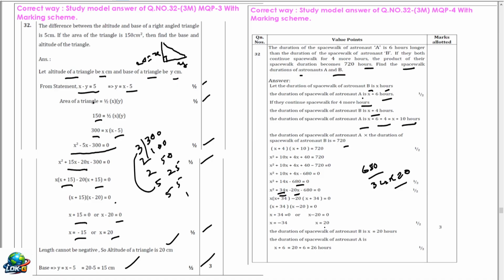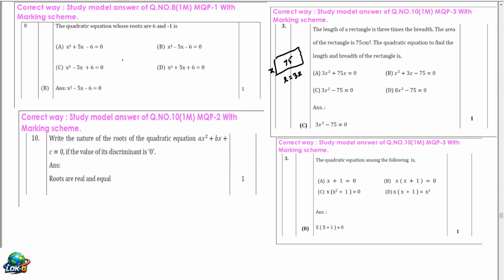Equate them, x minus 20 is equal to 0. You cannot have negative duration. Therefore, x will be 20 hours, and the time taken by B will be 20 hours. A will be 6 hours more than that. It will be 26 hours.